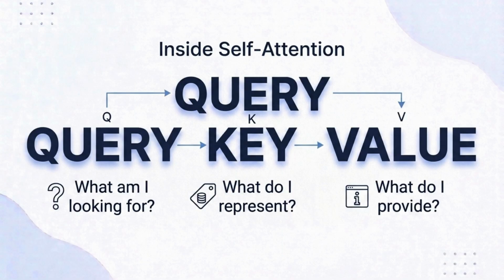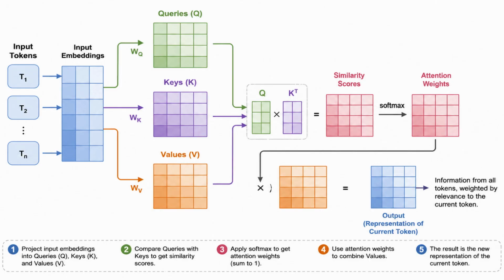Inside self-attention, there are three important concepts called query, key, and value, commonly written as Q, K, and V. You can think of the query as asking, what information am I looking for? The key as describing, what information do I represent? And the value as containing what information should I provide. The model compares queries and keys to calculate how relevant different tokens are to each other and then uses the values to combine information from the relevant tokens. In this way, the attention mechanism determines how much influence different tokens should have when building the representation of the current token.